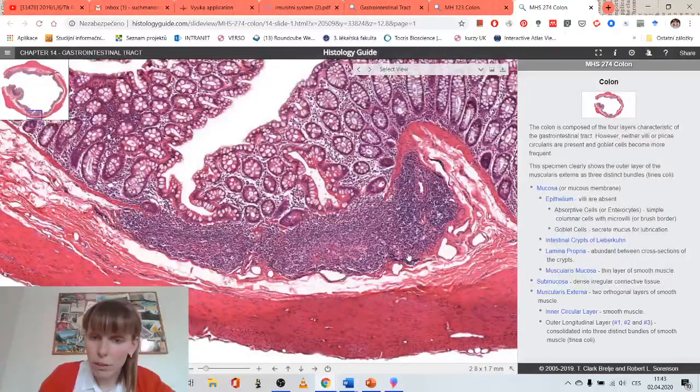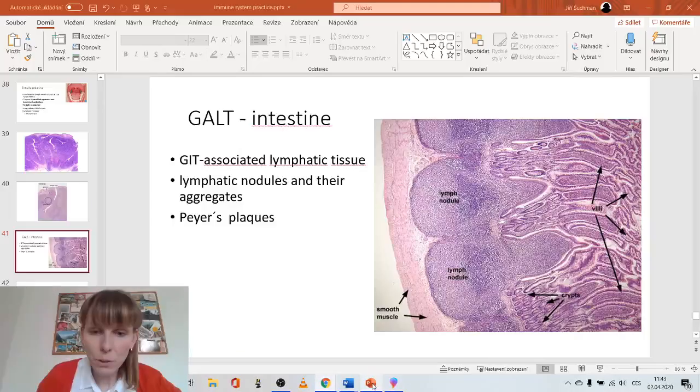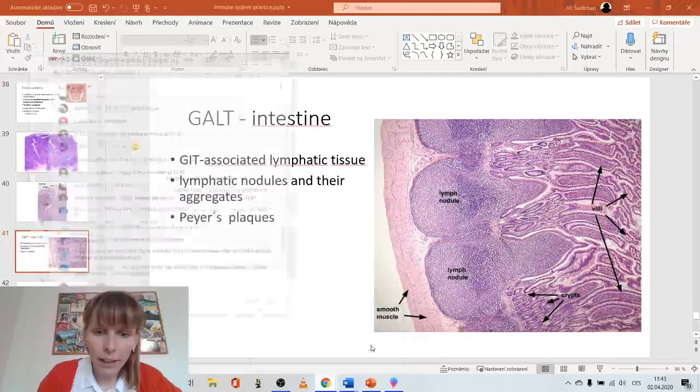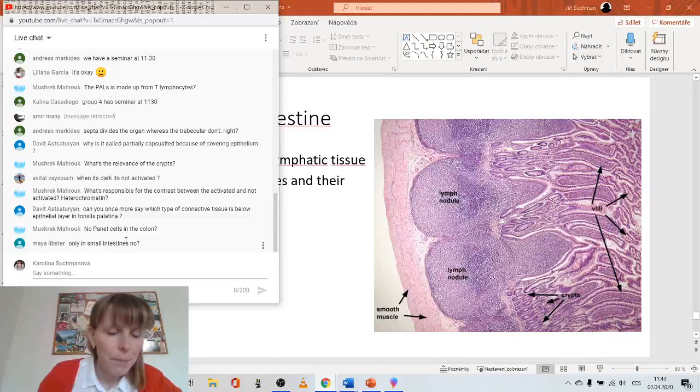So, lymphatic follicles just inside the lamina propria in the respiratory tract as well. So I think we are at the end. Yes, good question again here.